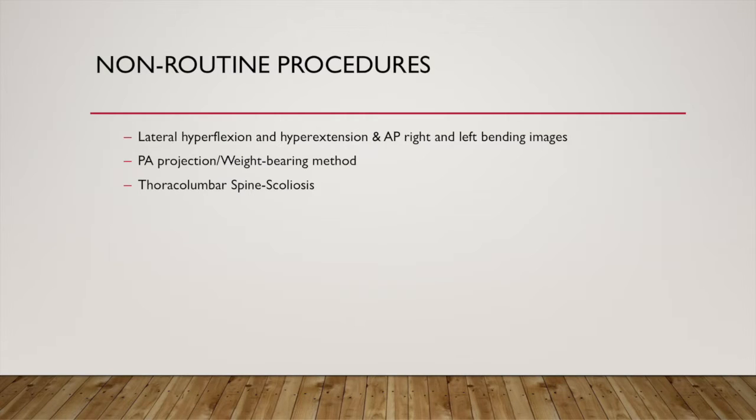Here are some non-routine lumbar spine procedures that are performed when they are specifically ordered by the physician. You have the lateral hyperflexion and hyperextension, as well as the AP right and left bending images, which are done following spinal fusions. You also have the PA projection that's weight-bearing, meaning that the patient will be standing upright, in order to evaluate the intervertebral disc spaces. And you also have the thoracolumbar spine protocol, which evaluates scoliosis.